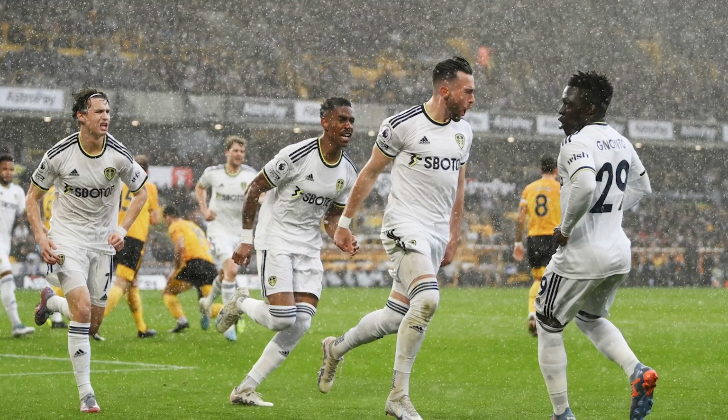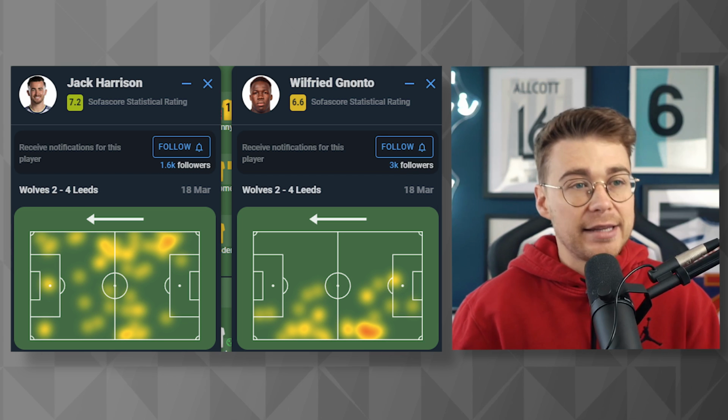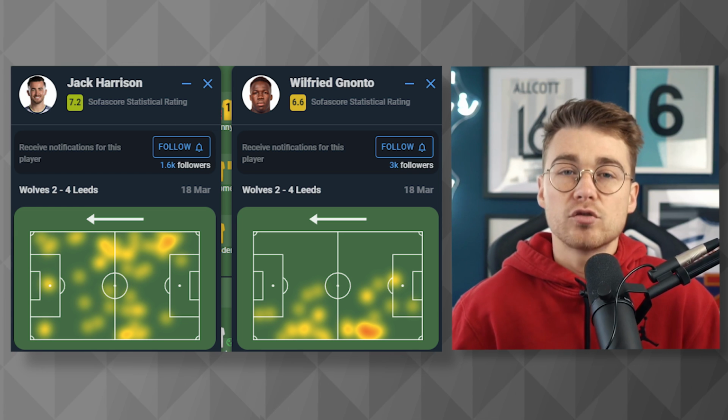Two players I want to highlight in particular from Leeds are Jack Harrison and Willy Gnonto. I think that their roles have gone a bit under the radar and are actually critically important to this side now. Under previous managers, Jack Harrison has played almost exclusively on the left-hand side, but Gnonto's preferred side is also on the left. So Javi Gracia has done brilliantly in finding a way to get them both in the side, and they're executing the tactical instructions really, really well.